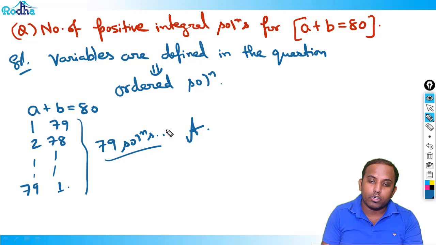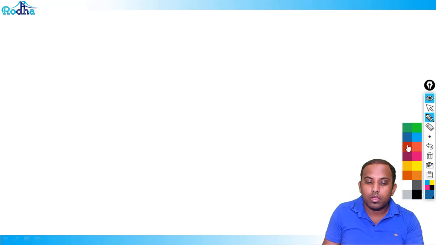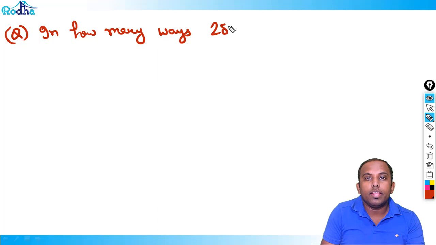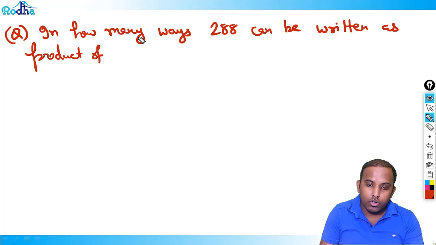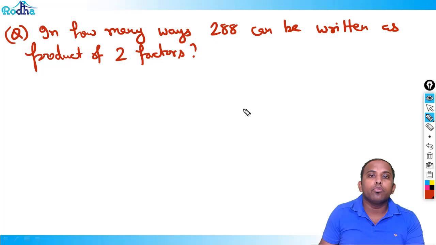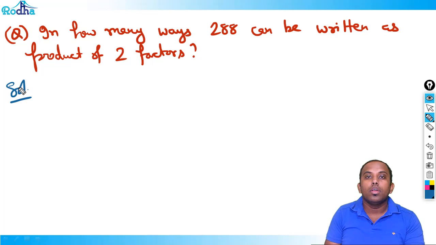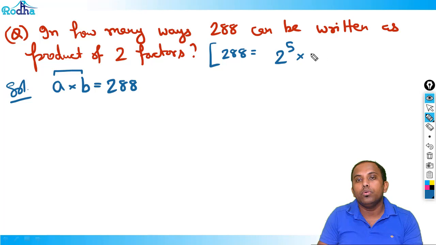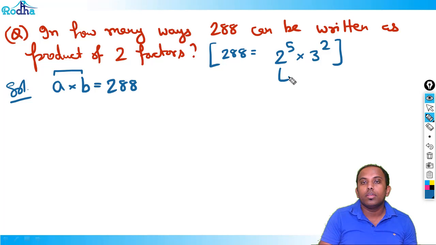If I say, in how many ways can 288 be written as a product of two integers, let's say, two factors. Factors automatically exclude negative numbers, because factors are always natural numbers here. So I've assumed that a and b are my two variables, and a into b is equal to 288. If a into b is 288, how many factors does 288 have? What is 288 actually? 2 raised to 5 into 3 squared. How many factors for it? 6 into 3, total we have 18 factors of it.